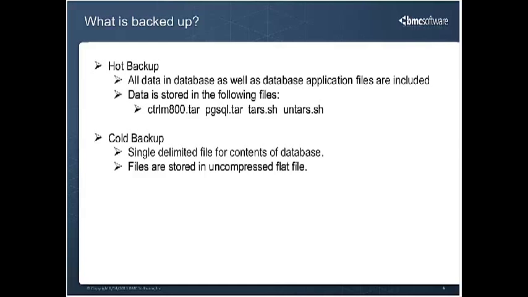Data is stored in the following files. There's going to be one tar file that has the name of the Postgres instance tag to it, .tar. There's going to be a PGSQL.tar file, and then two SH files that are used to tar and untar the data used by us. So there's a total of 4 files in the backup directory that we assign when we do the hot backup. And again, you'll see this in the backup process.